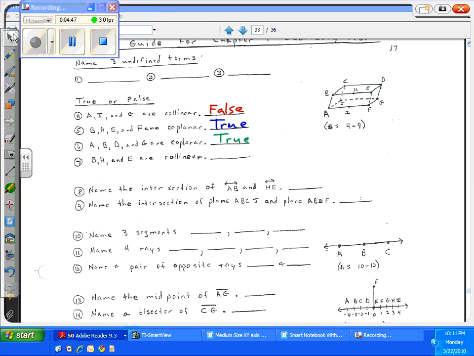Question number 7, are points B, H, and E collinear? Here's point B, here's point H, and here's point E, and it is true that they are all on the same line, so it is true that they are collinear. Any questions on 4 through 7?